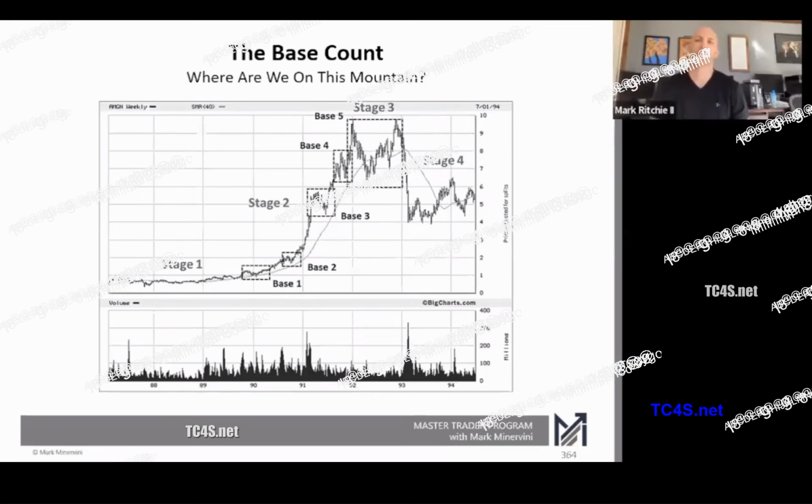Just to point out, Mark, if you just look at the character of this example in Amgen, when you're doing the base count, each base is getting wider as it's going up the mountain. Where are we on the mountain? As you go up, each one is getting subsequently wider. And that's one of your main tip-offs to say, not only are you on base 5 here, this is the widest base since the beginning of the move. It's telling you the stock, everybody's in.